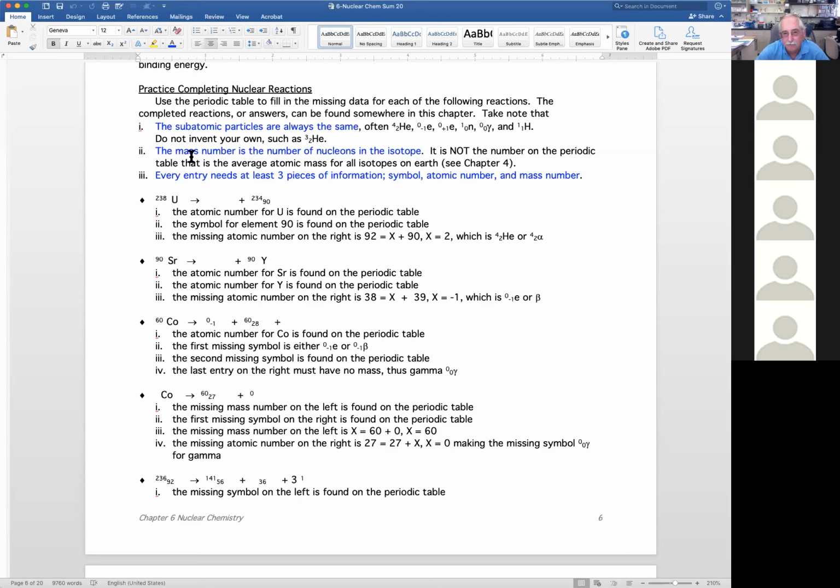So the mass number is the number of nucleons in the isotope. It is not the number on the periodic table. Remember that? The number on the periodic table represents the average atomic mass for all the isotopes on planet Earth. All these are for one particular isotope. And then every entry needs at least 3 things: symbol, atomic number, and the mass number.